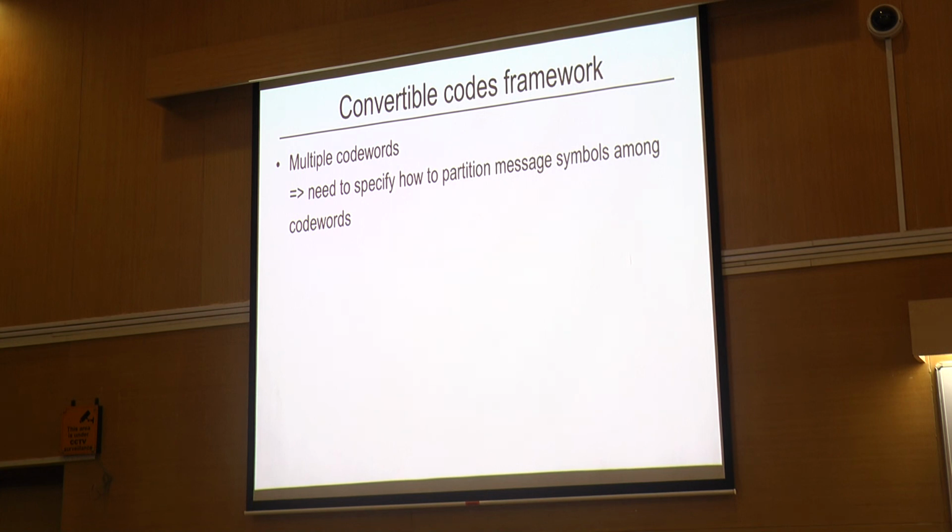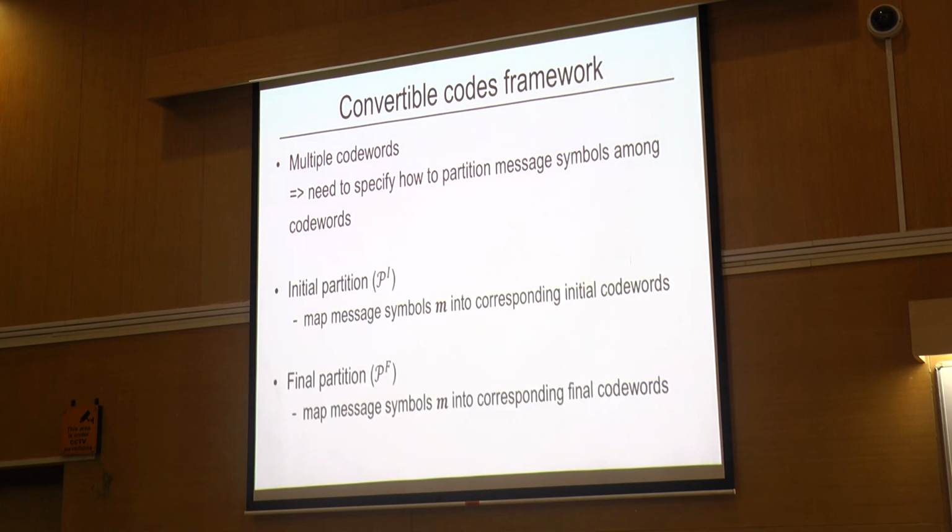Because basically, code words are mapped to sets of message symbols, right? Each set of message symbols has particular code words. So in order to do that, in the framework, we introduce two partition functions. The initial partition function maps the message symbols to the initial code words, and similarly, a final partition function maps the message symbols to the final code words. So basically what these partition functions give us is a mapping from which message symbols in the initial code word get mapped to which message symbols in the final code word.